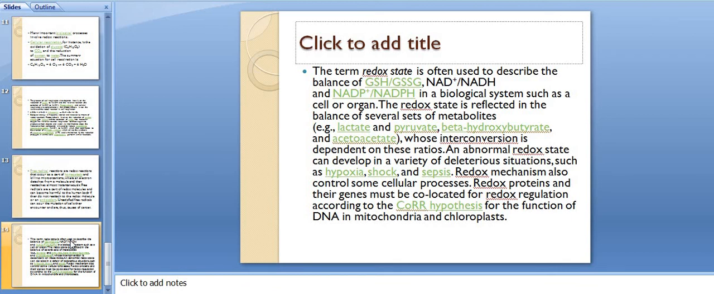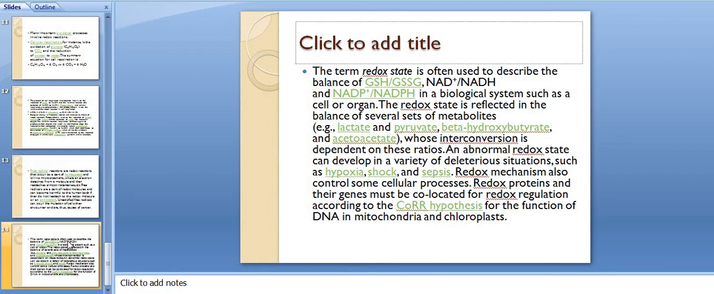An abnormal redox state can develop in a variety of deleterious situations such as hypoxia, shock and sepsis. Redox mechanism also controls some cellular process. Redox proteins and their genes must be co-located for redox regulation according to the co-RR hypothesis for the function of DNA in mitochondria and chloroplasts.